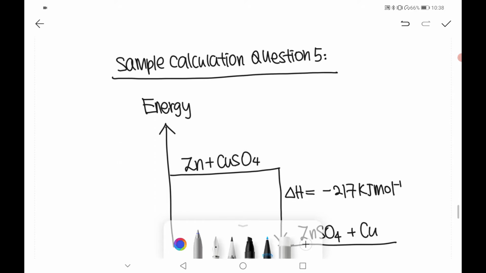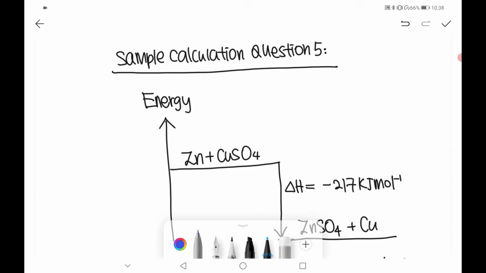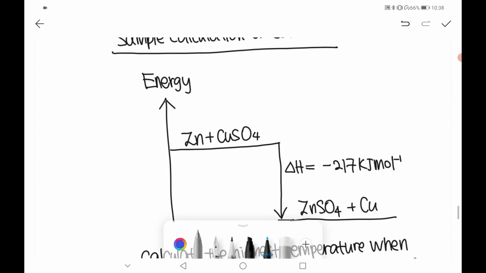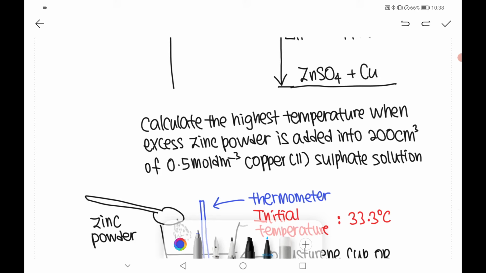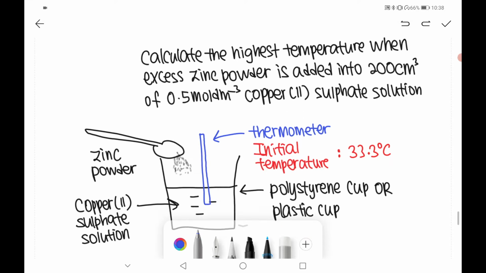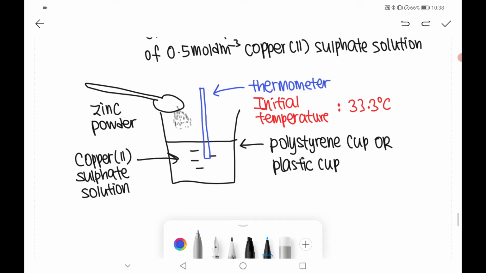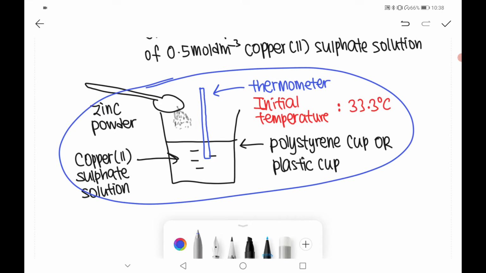This will be the last question, the last sample calculation. For this question, you are given the energy level diagram. You see the staircase, right? They ask you to calculate the highest temperature when zinc powder is added to 200 cm cube, 0.5 mol per dm cube copper sulfate solution. You are also given a picture like this. So how to do it?